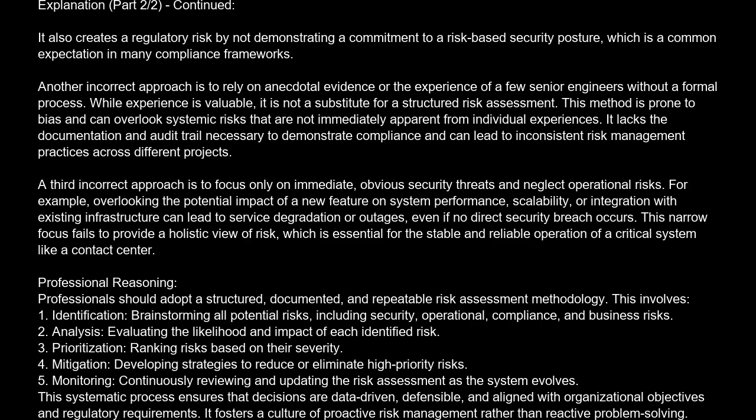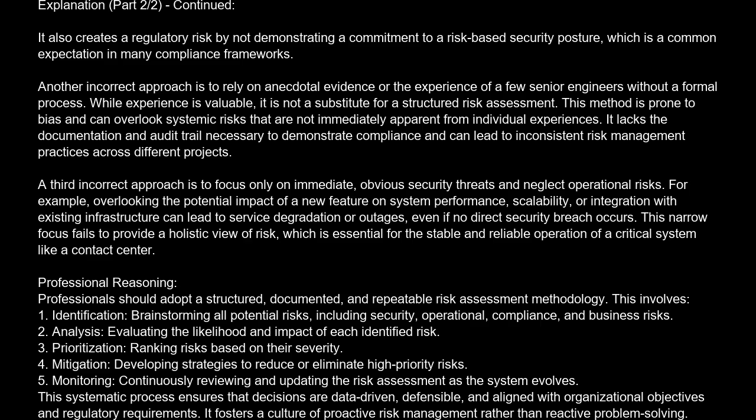A third incorrect approach is to focus only on immediate, obvious security threats and neglect operational risks. For example, overlooking the potential impact of a new feature on system performance, scalability, or integration with existing infrastructure can lead to service degradation or outages, even if no direct security breach occurs. This narrow focus fails to provide a holistic view of risk, which is essential for the stable and reliable operation of a critical system like a contact center.